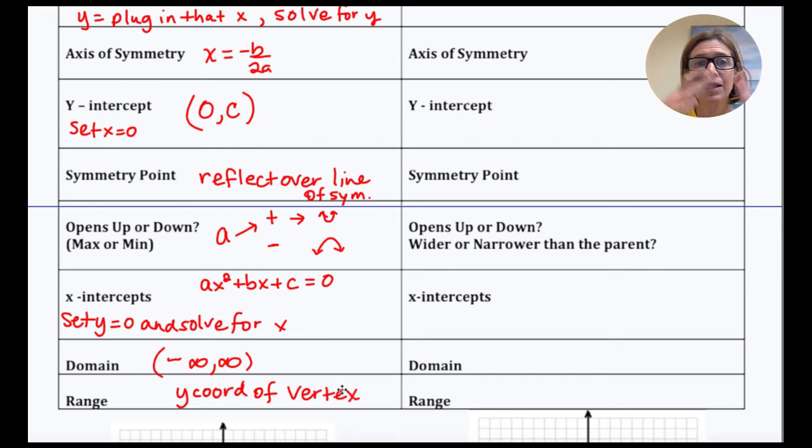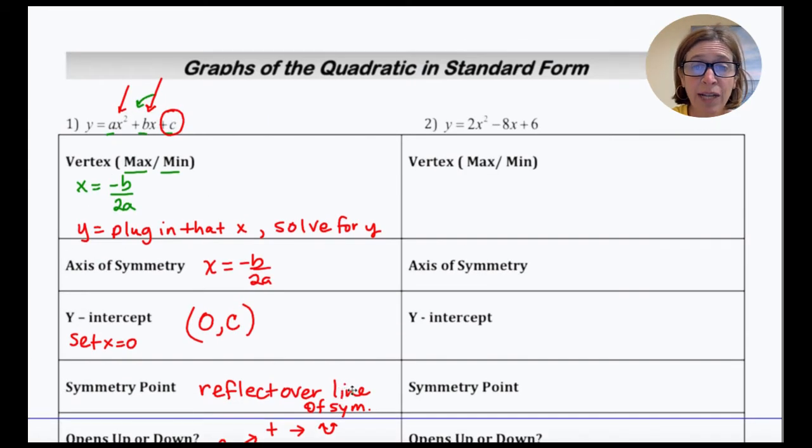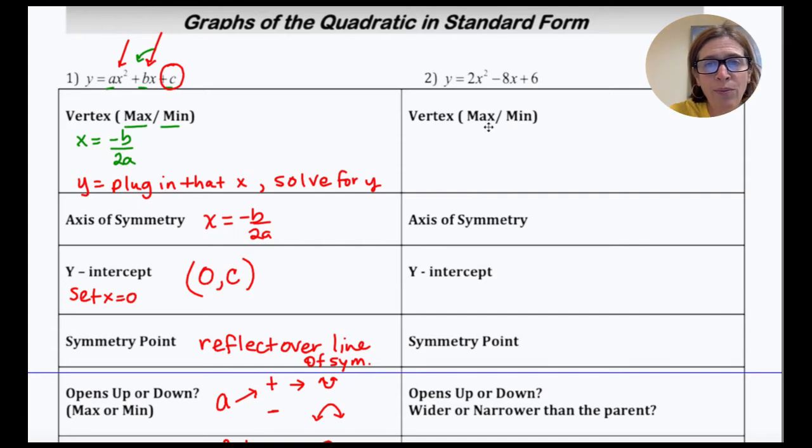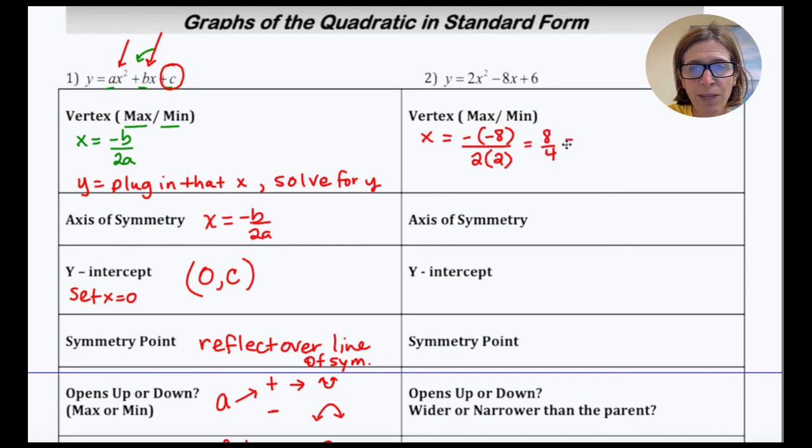Okay, so that's kind of how we do it. And I'd like you to have this list to refer back to. So let's look at an example. So we have 2x squared minus 8x plus 6. So for my vertex, I'm going to do negative b, so negative 8 all over 2 times a. All right, so we get 8 over 4, which gives me 2. All right, now I plug that in to get y. So y equals 2 times 2 squared minus 8 times 2 plus 6.